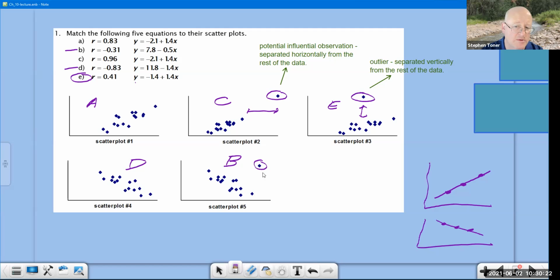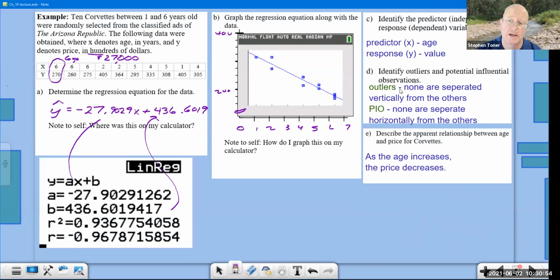Now, on graph number 5, that point is actually kind of a little bit of both, but it's not so far off to the right. It's definitely an outlier, and an argument can be made that if you take that out, the regression line will be a lot steeper downward without it. So it's a little bit of a PIO, but mainly an outlier for this problem. Okay, so I wanted to talk about this PIO and this outlier concept in an example after having gone through and talked about it here in part D.